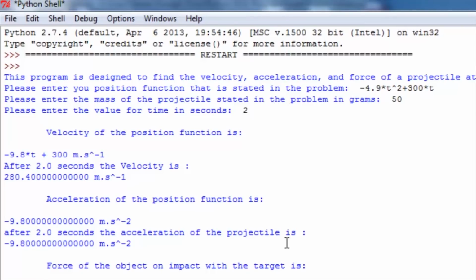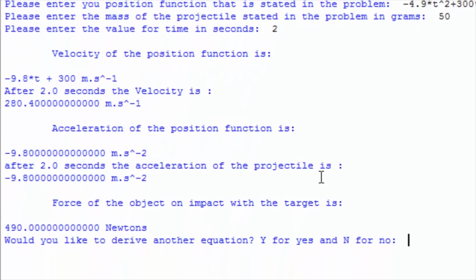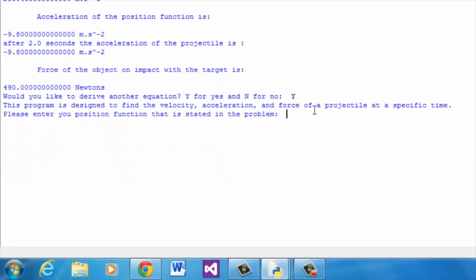You can find that our program has derived this for us from the position function we gave it. It has found that function, which is right here, and after 2 seconds it has also calculated the velocity in meters per second. It has also done the same thing for acceleration, and the force of the object on impact would be 490 newtons. Now, for argument's sake, because this is a program and not just a math problem, we have made this so that you could put in different values for the position function if that ever existed.